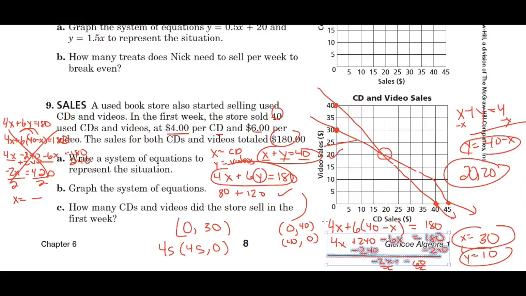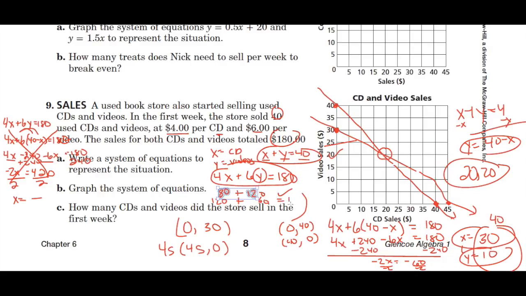Let's just check that. Does x plus y equal 40? 30 plus 10 equals 40. Let's plug that in over here. 4 times x value, 4 times 30 is 120, plus 6 times y, 6 times 10 is 60.